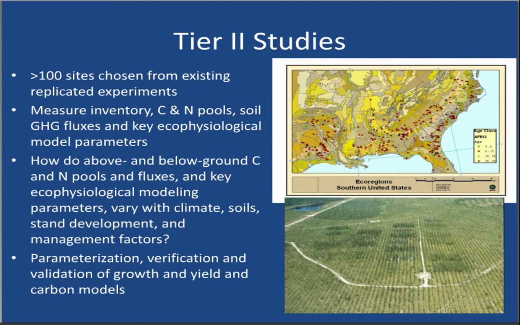The Tier 2 installations represent the sites that are active research trials right now, where we can collect more data. These are sites where we're trying to look at carbon sequestration, so how much carbon is being sequestered, and what the respiration rates from the soil are. These are locations where we are actually collecting additional data and trying to understand how that fits in.